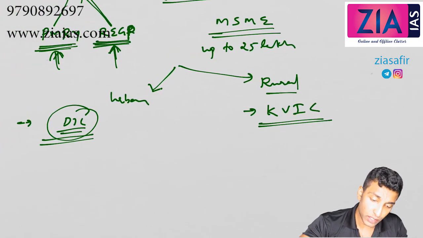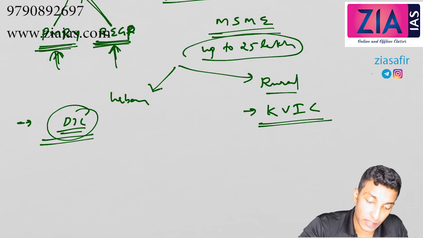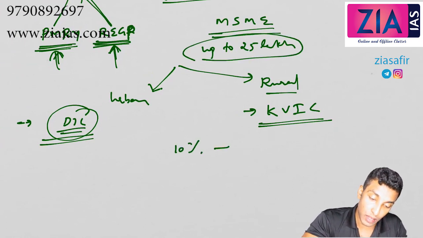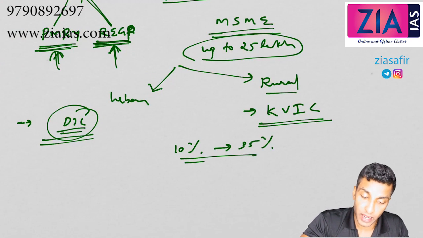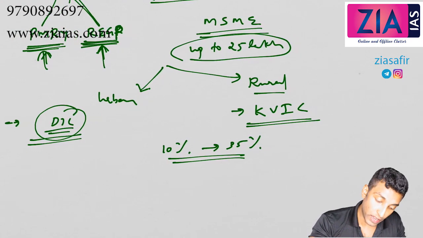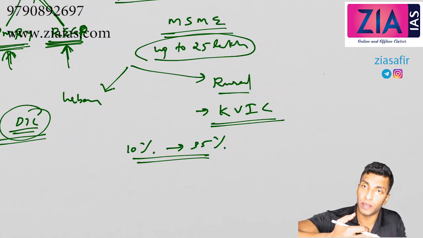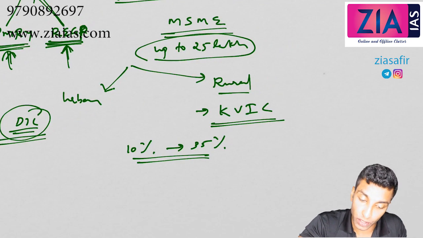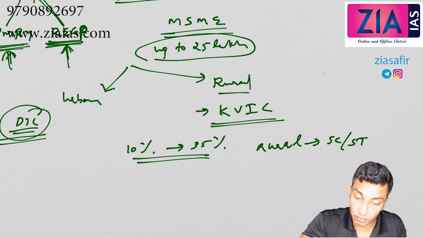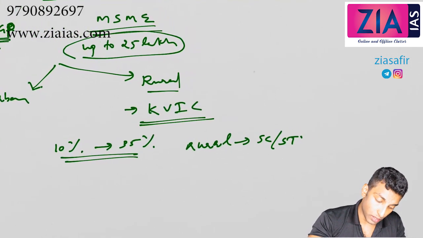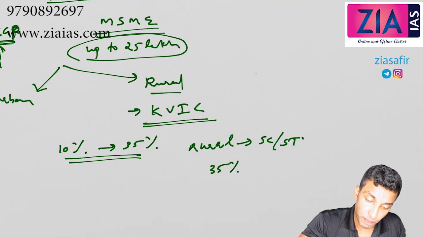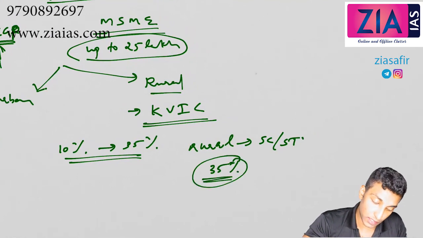Now the subsidy: up to 25 lakh loan is given, and a 10% to 35% subsidy is given. It varies between general category and SC/ST category, and also between urban and rural. For example, in the case of rural SC/ST, you get 35% subsidy, and in case of urban SC/ST, it will be 25%.